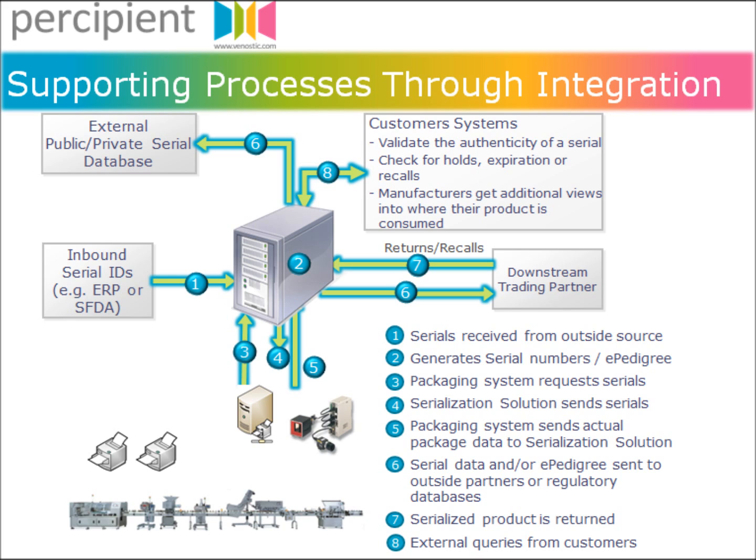You can then see we have 6, which is the data going out from the serialisation solution. That might be to the Turkish Ministry of Health, it might be the European system, it might be going back out to the SFDA in China. Again, they're going to require different data in different formats.